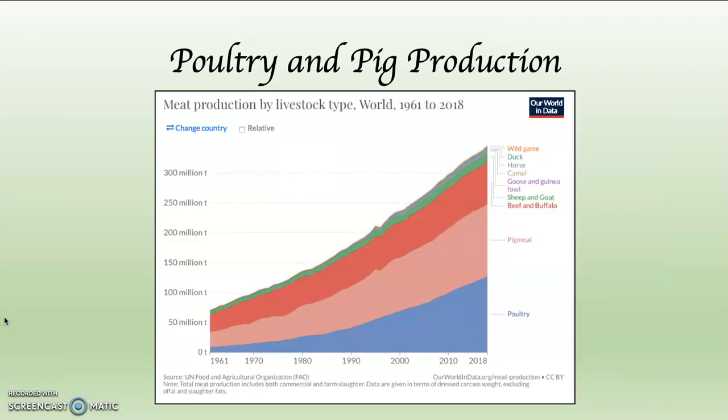If you look at this graph, you can see from 1961 on the way meat production has increased on the planet. And notice that the two types of meat that have increased the most are poultry and pig meat, or pork. Most of the other things you see on there have been relatively static. The increase in meat has largely been driven by an increase in poultry and pig production.